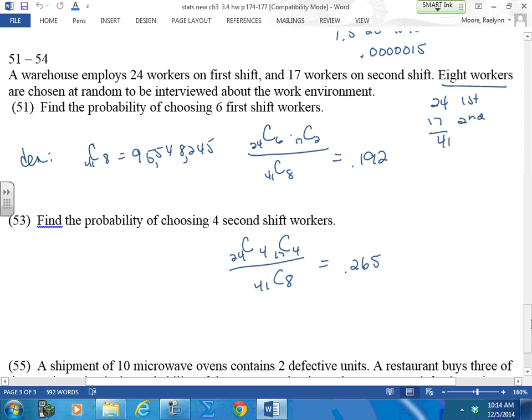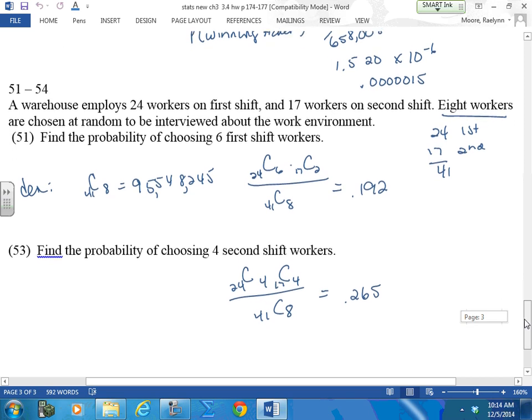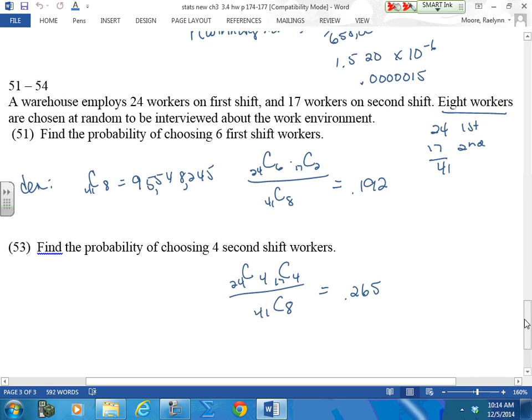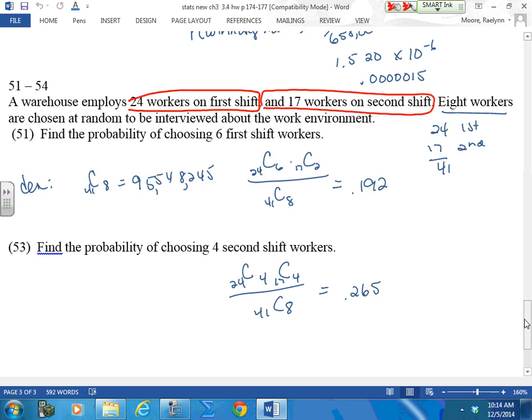This one's a really good one. 51. This one's an excellent one. Now, let's work this out. Let me just bring this down. A warehouse employs 24 workers on the first shift, 17 workers on the second shift. So, start like this: 24 first shift, 17 second shift. How many workers did they employ altogether?